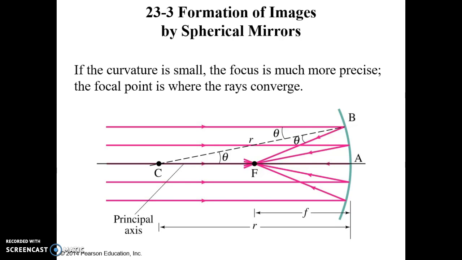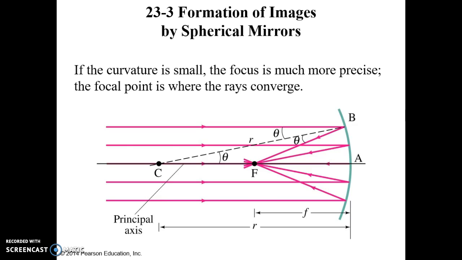In the case shown, the incoming rays are parallel to the principal axis, which is defined as a straight line perpendicular to the curved surface at its center. Now point F, where the incident parallel rays come to a focus after reflection, is called the focal point of the mirror. The distance between F and the center of the mirror is called the focal length, little f, of the mirror. And point C is the center of curvature of the mirror, so the dashed line equals the radius of curvature.